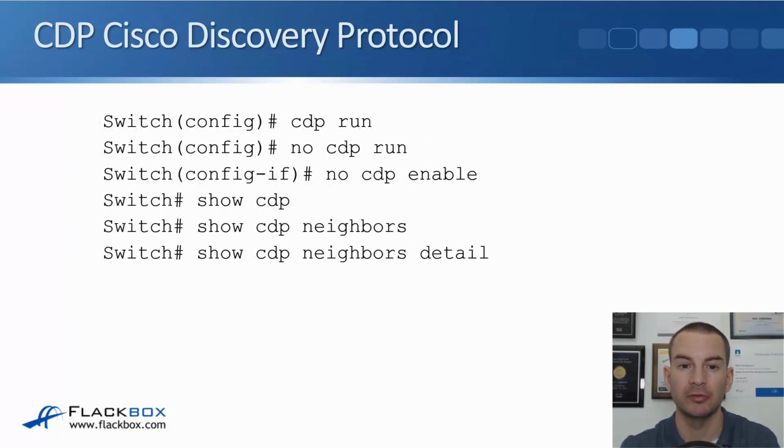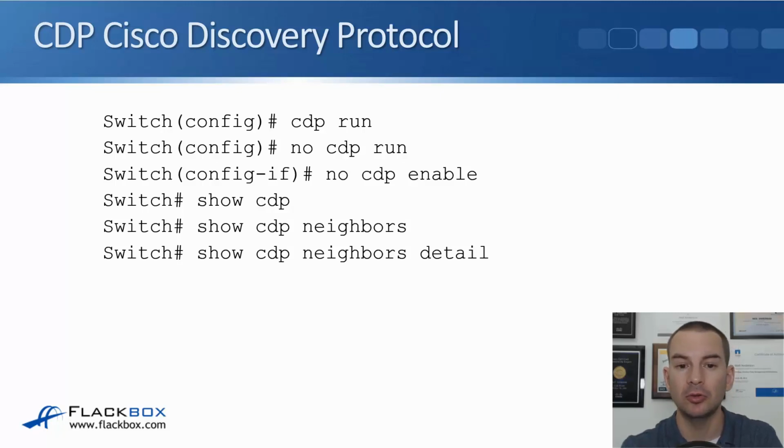The commands for CDP: it's enabled by default. If you want to disable it, you can do a no cdp run. To turn it back on again, it's cdp run. That's done at global configuration. A reason you would maybe want to disable CDP is it can be seen as a security concern if you're in a highly secure environment, such as maybe in a bank. You don't want people to be able to see what devices are plugged in there, so you could disable CDP. No cdp run will disable it globally on the device.